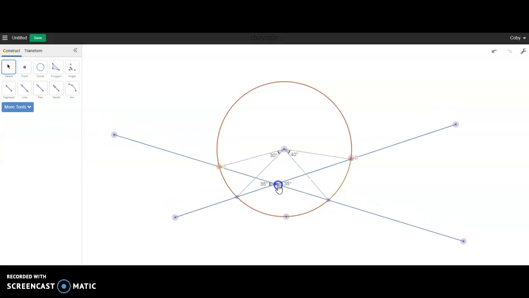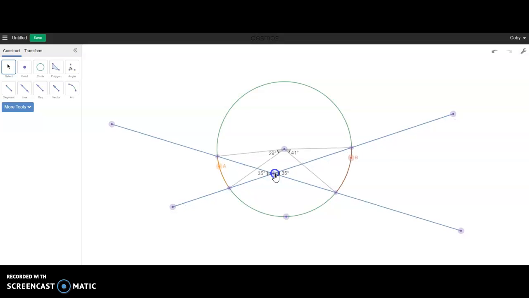Okay, so now, no matter where I move these points around to, they still pass through arc A and arc B. I want to look at how this 35-degree angle is related to these two arc measures. Orange arc is 29 degrees, red arc is 41 degrees. There is a theorem that tells me how these are related, and you may notice if you observe closely enough, 41 degrees and 29 degrees, if I add those together, I get 70 degrees. These angle measures here are exactly half of that.